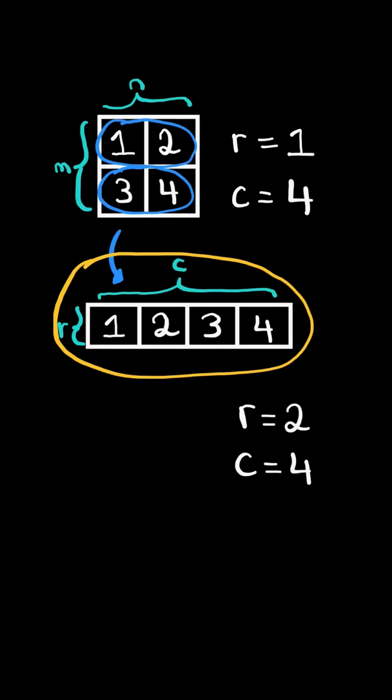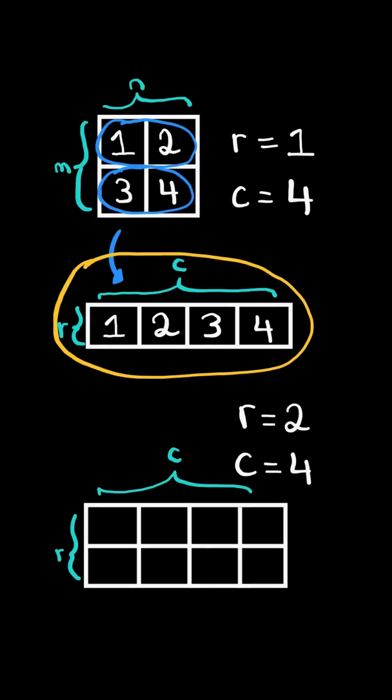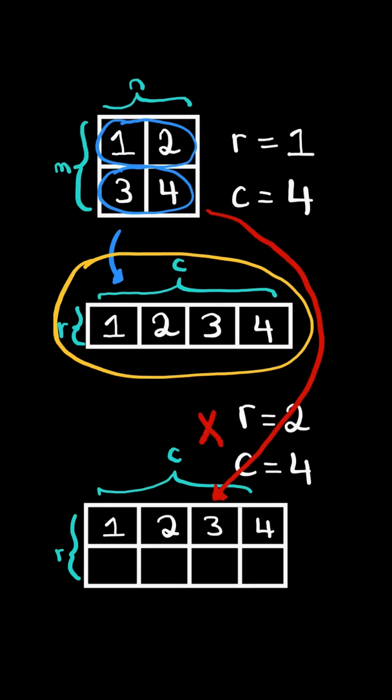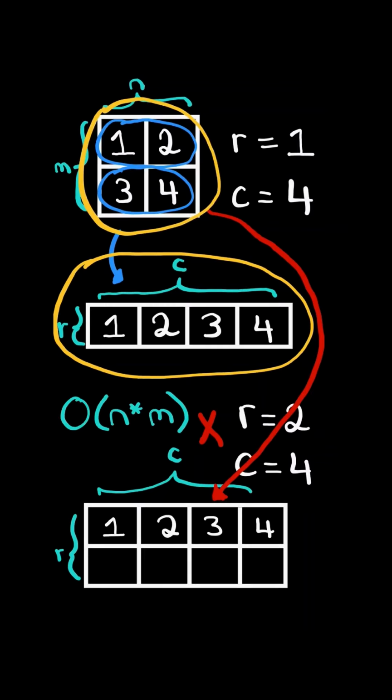Now assume instead we were given the rows 2 and columns 4, and consider the matrix with those dimensions. We are not able to fully reshape the original matrix into the new one. If this is the case, then we return the original matrix. We will solve this in O of m times n time.